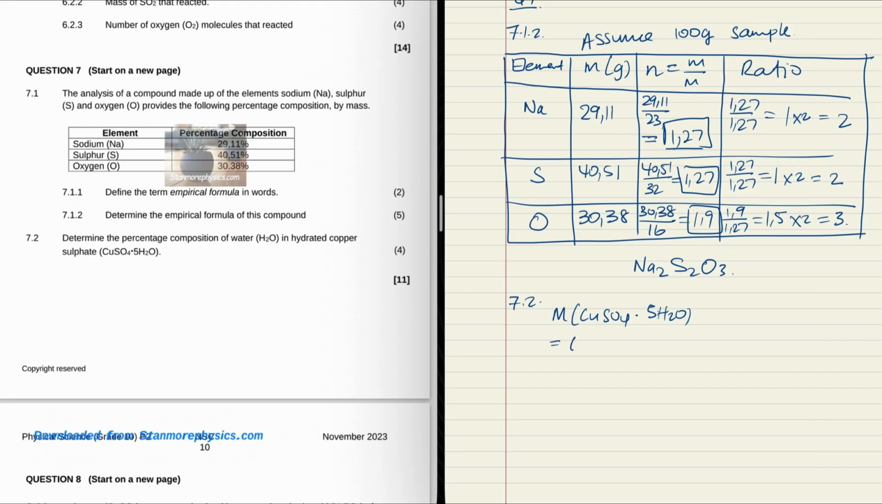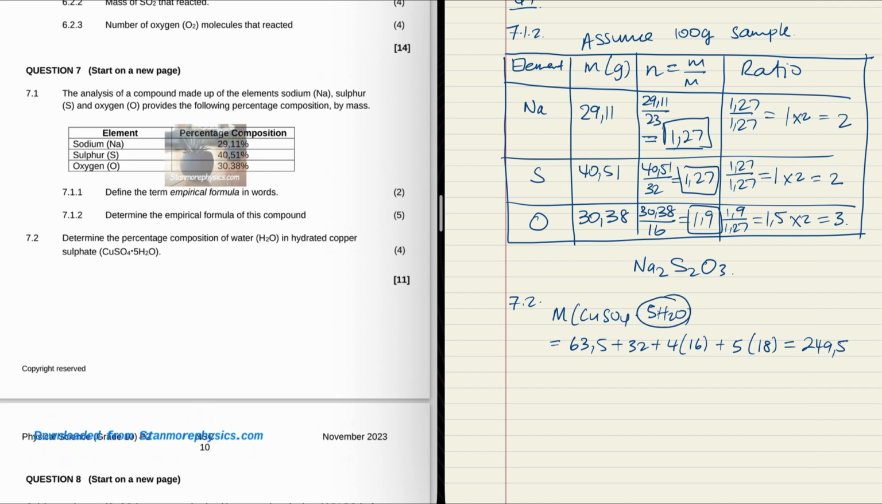So copper has a mass of 63.5, sulfur is 32, plus 4 oxygens, so 4 times 16, plus 5 waters, so 5 times 18. The mass of one water is 18. And that gives us a total of 249.5. Now, if you want to work out the percentage composition of water, so water is this.